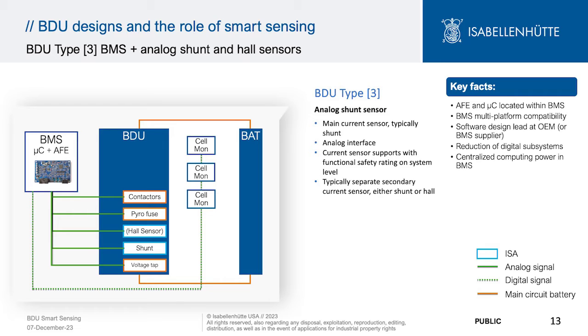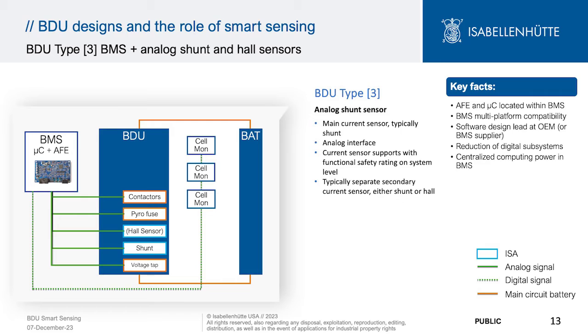So the analog front end and the microcontroller in that case are located within the BMS. So there's no component in the BDU that has an actual microcontroller. One advantage here is that a BMS design of that nature would allow multi-platform compatibility because you can easily use it on different platforms. It only has analog inputs. So you don't have to worry about rolling this out to a different vehicle platform, for instance.